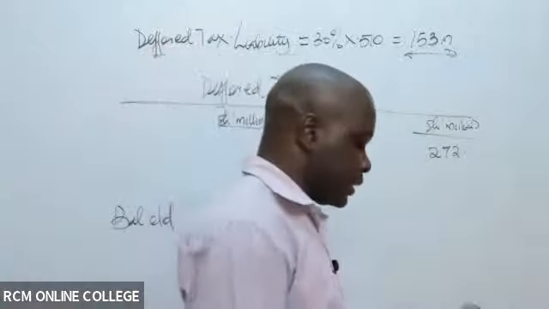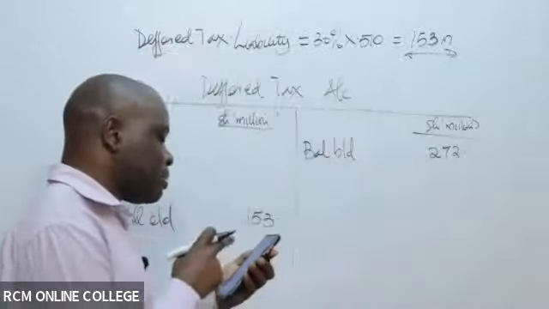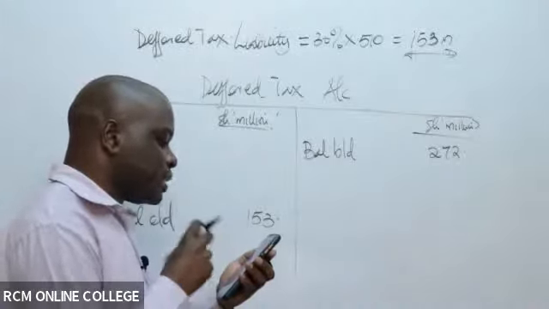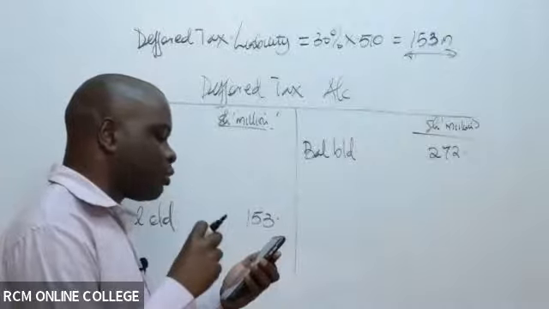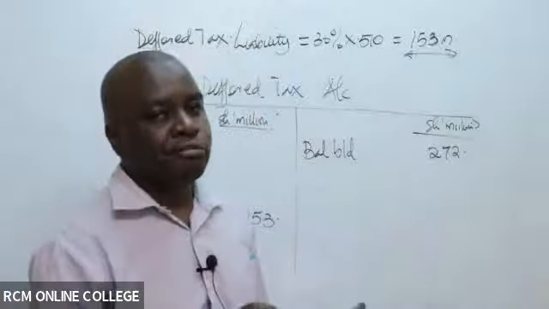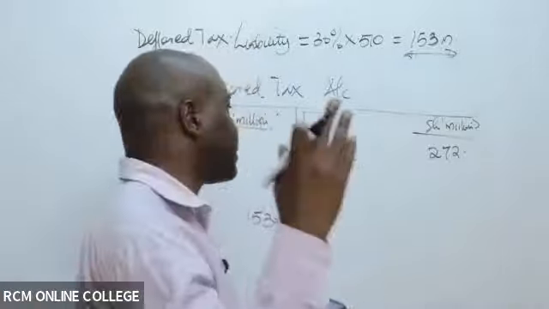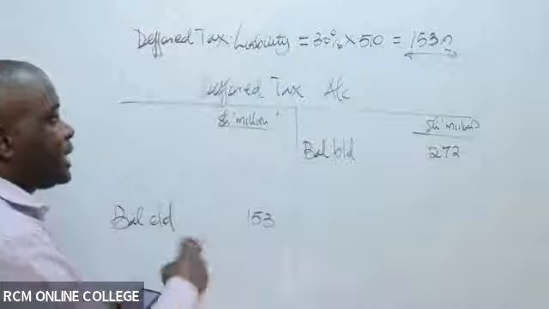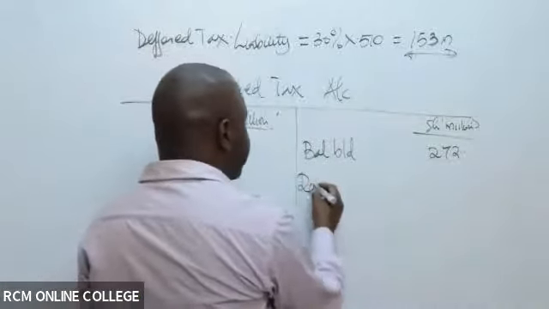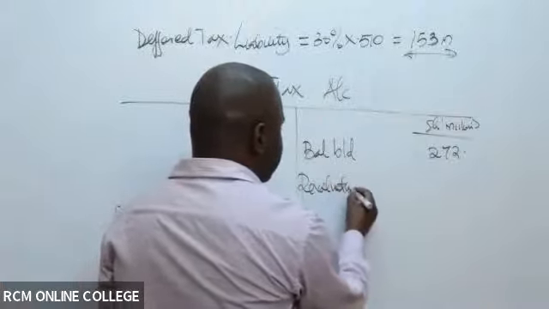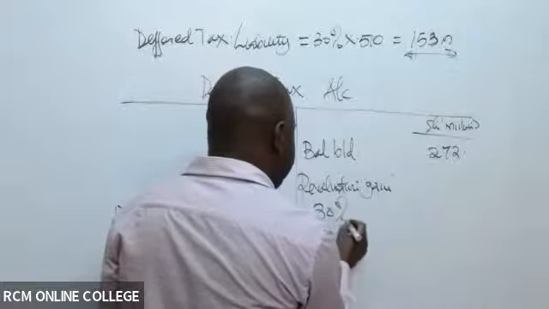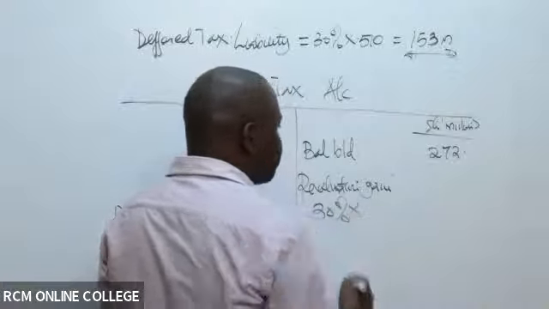In our situation here, we are told property, plant, and equipment has a carrying amount of this and a tax base of this. During the year ended 31st, property was revalued upwards. Since it was revalued upwards, it was a revaluation gain. Rule of thumb, any revaluation gain you credit in the deferred tax account. So you put here revaluation gain. But you have to consider the deferred tax on this revaluation gain.